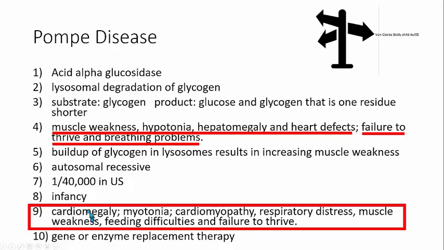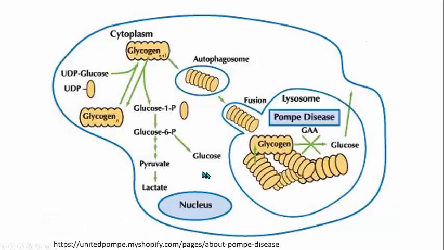They have failure to thrive, and the hypotonia is extremely severe at birth in these children. They also have cardiomegaly, which sets Pompe's away from the other glycogen storage diseases. They have myotonia and cardiomyopathy, and they have respiratory distress and weakness. So the combination of all of these really tells you it's more likely Pompe's disease than it is the other glycogen storage diseases.